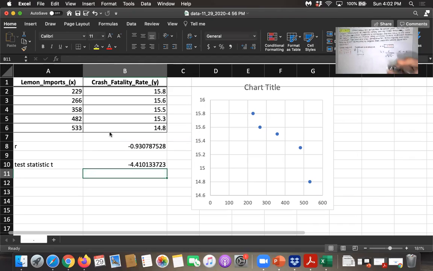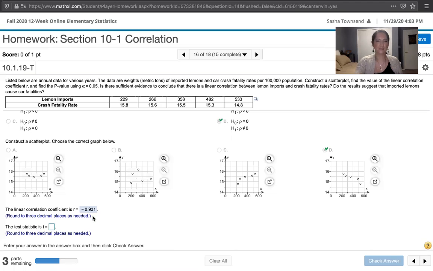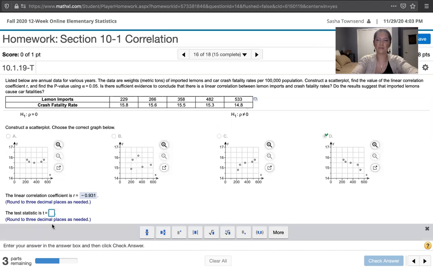And I get a t-score of approximately negative 4.410 if I round to 3 decimal places. Now I have to go back to MyLab Statistics and see if they want us to round to 3 decimal places or 2 decimal places this time. And it looks like they want us to round to 3 decimal places. So we'll type negative 4.410.